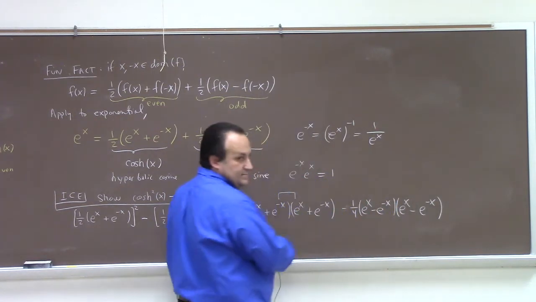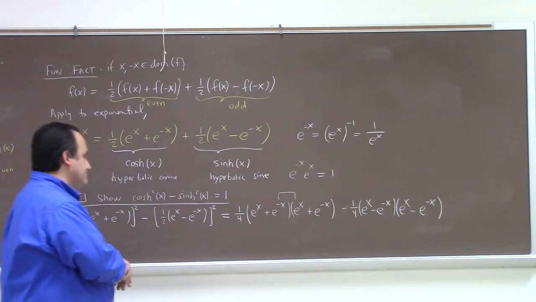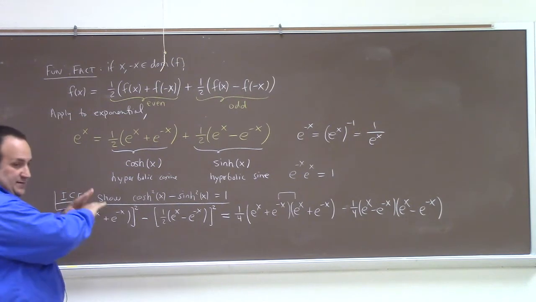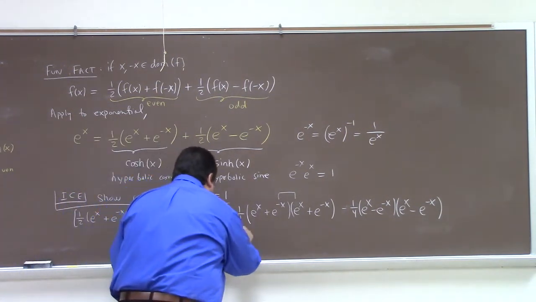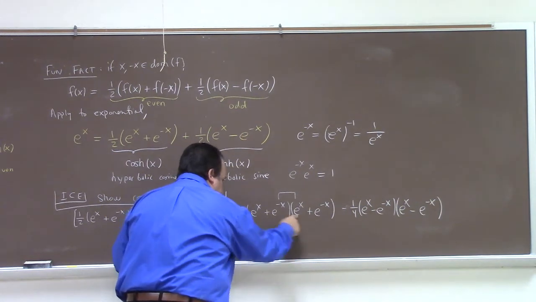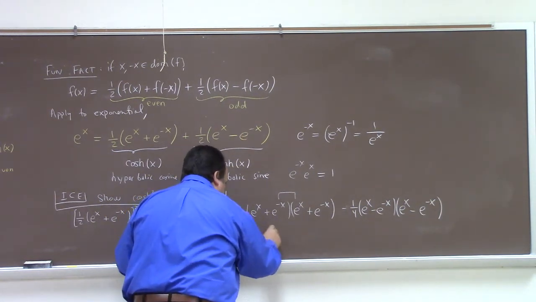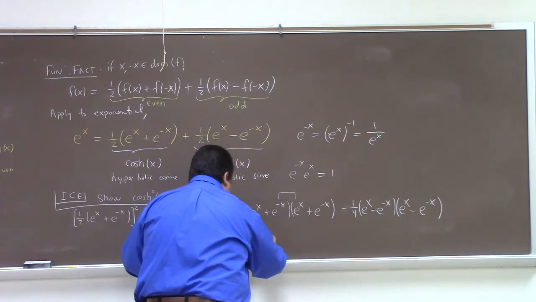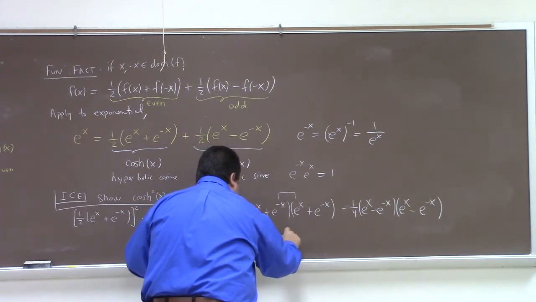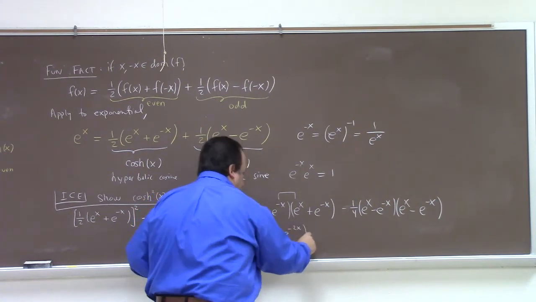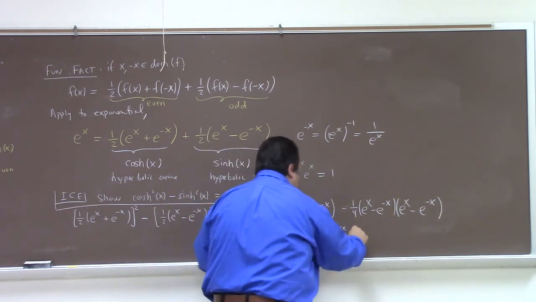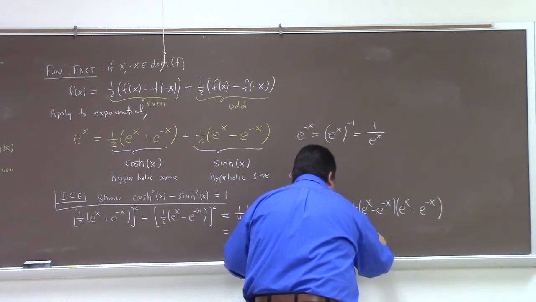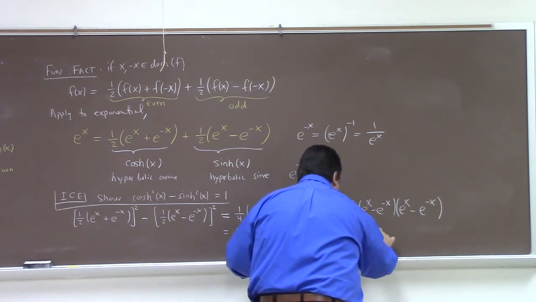So okay, distribute, what happens? What do you got? So we have e to the 2x plus 1 plus 1, so plus 2, plus e to the minus 2x, minus 1/4 (e to the 2x minus 2 plus e to the minus 2x).